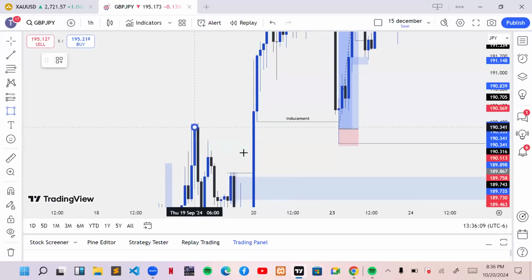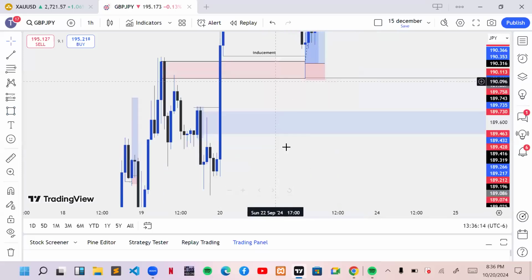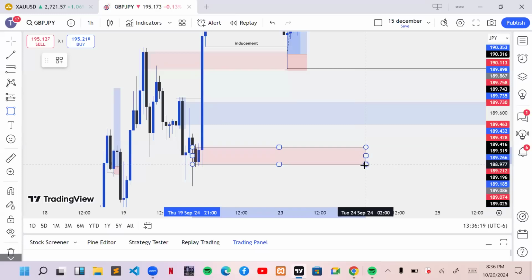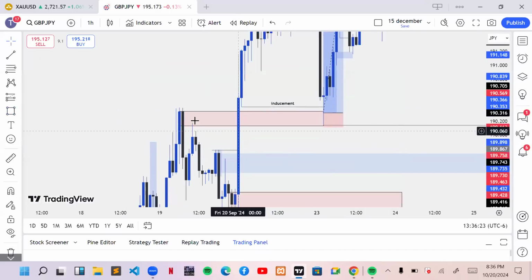Remember, if you're marking a breaker block, you mark from the body. This is our breaker block right here. And then for our other block, it's actually down here. There's another block down here, and there's a breaker block here. Both of them are point of interest.